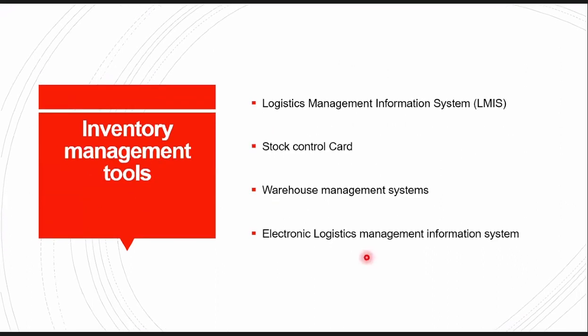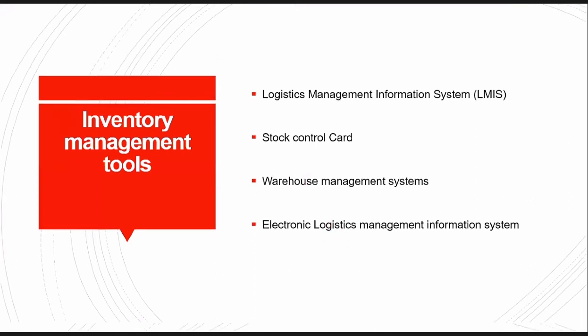So what are the tools that will help us achieve all these? The first one is the logistics management information system. I think we looked at it. This can be electronic or manual. The stock control card, if you're at the central store, it will be the warehouse management system. And then in your dispensary or in your bulk store, you're going to have ELMIS, or the electronic management information system.